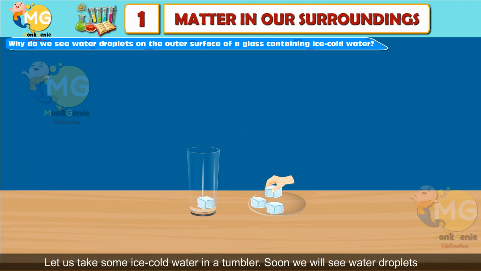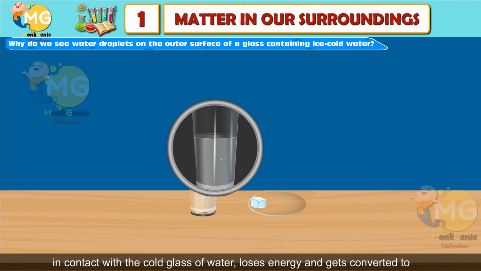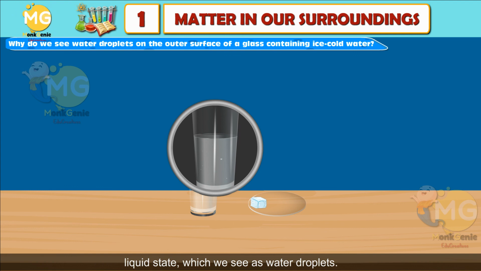Why do we see water droplets on the outer surface of a glass containing ice-cold water? Let us take some ice-cold water in a tumbler. Soon we will see water droplets on the outer surface of the tumbler. The water vapor present in air, on coming in contact with the cold glass of water, loses energy and gets converted to liquid state, which we see as water droplets.